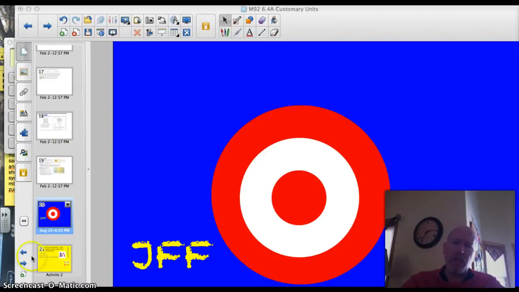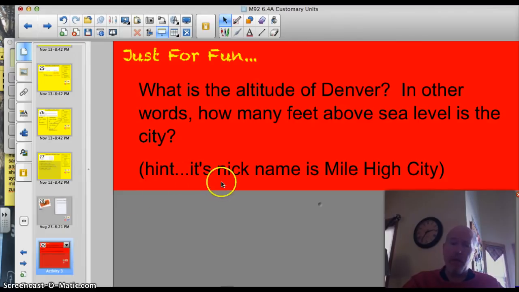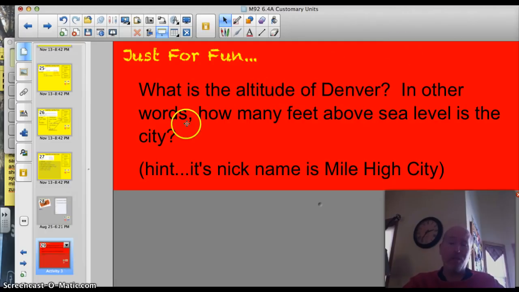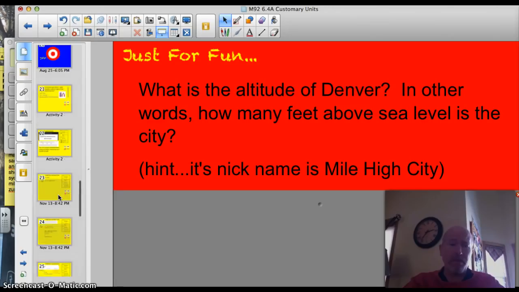Today we're going to look at how you convert customary units of measure. That sounds complicated, but once I start explaining it, I think it'll be pretty easy to understand what we need to do. Our trivia question tonight is: what is the altitude of Denver? In other words, how many feet above sea level is the city? I'll give you a hint. Its nickname is the Mile High City, and by the end of this lesson you should be able to tell me how many feet above sea level Denver is.